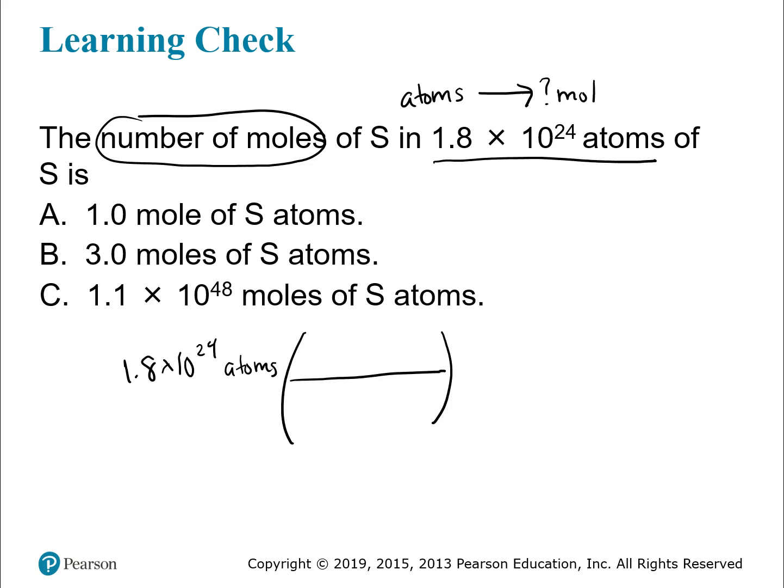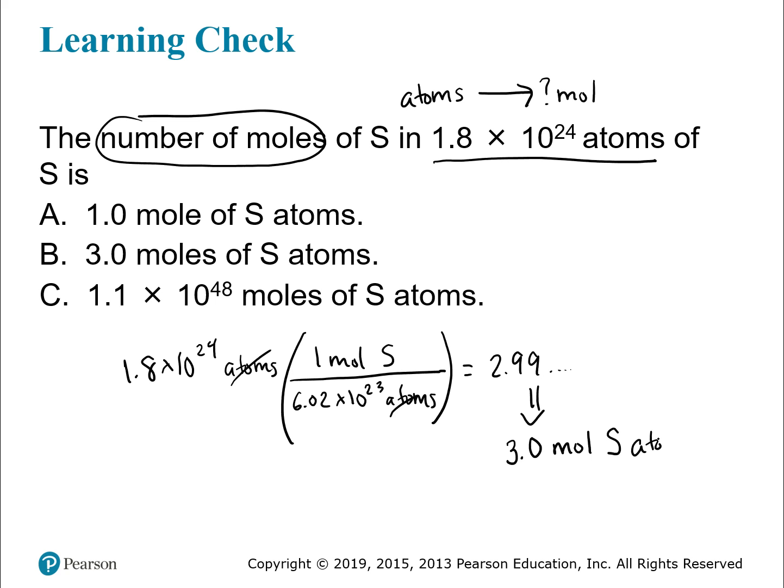We're still using the same equality as before. 1 mole is equal to Avogadro's number. But this time, Avogadro's number goes in the bottom, because we want to know the number of moles. The atoms cancel, and we're just left with moles of sulfur. Your calculator will tell you 2.99 something. But with the correct number of sig figs, which yes, sig figs are back too, you should get B.